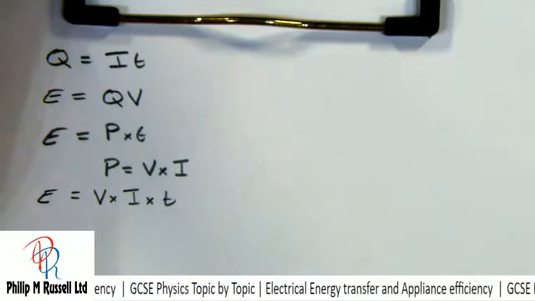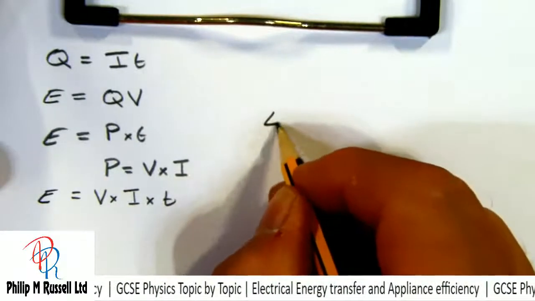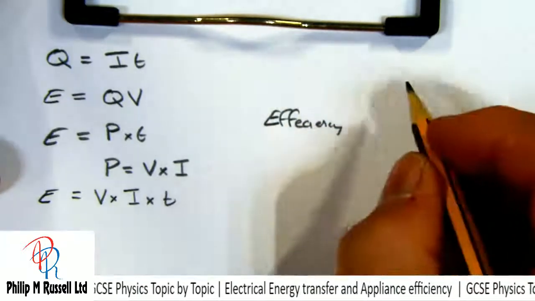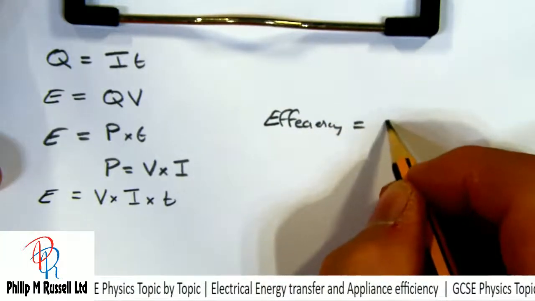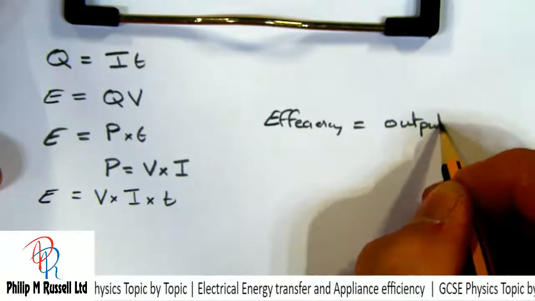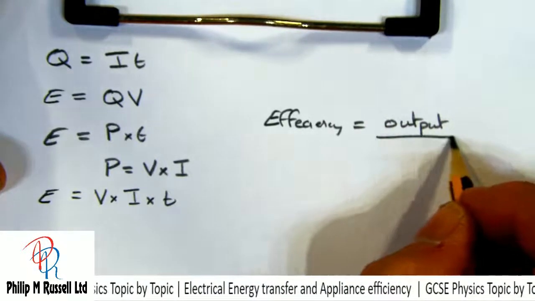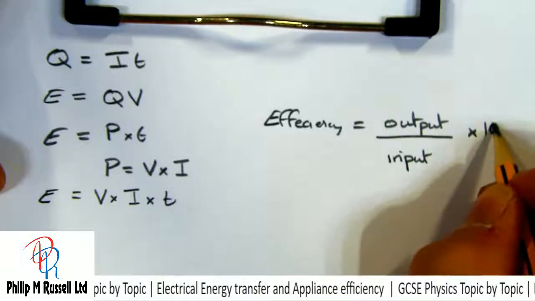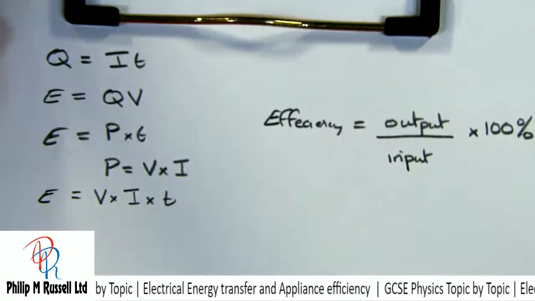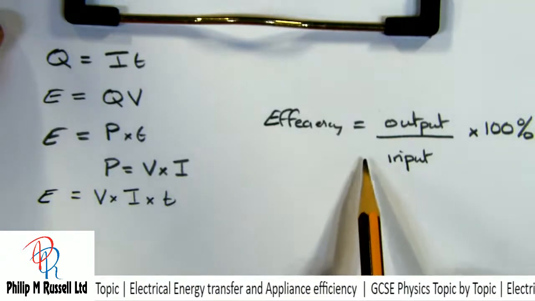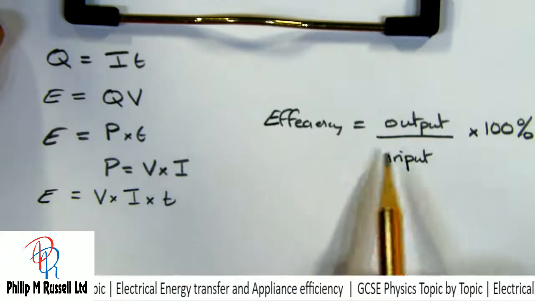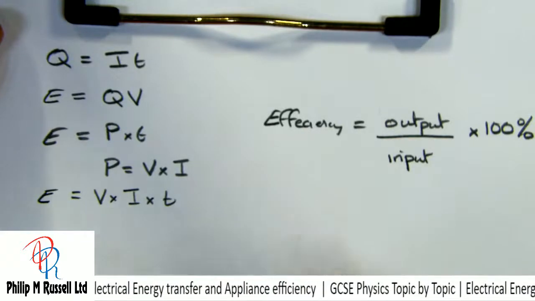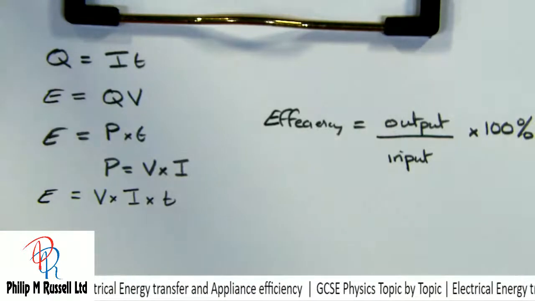We've got these formulas. We also learnt earlier about efficiency. And efficiency is the output over the input power times 100%. So if we know the input power, we know the efficiency, then we can work out the output power. Or we can work out the efficiency of a device.